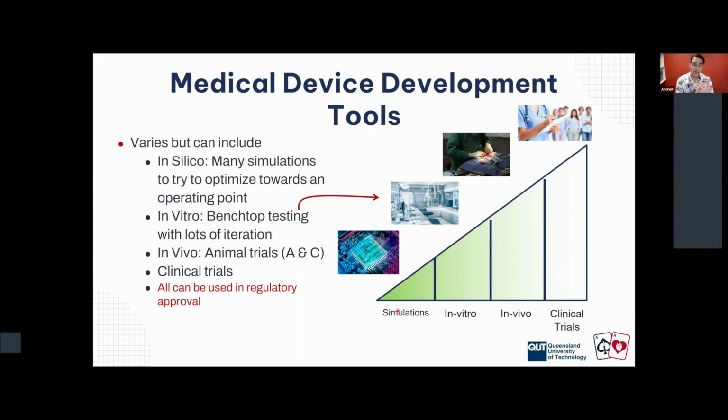In vivo, so we can do animal trials, including acute animal trials where you just put the thing in and see that it works, and chronic animal trials to see how it interacts with the biology of the body over a longer period of time. And of course, clinical trials in people eventually. And all of these types of evidence can be used in regulatory approval. So they all have their place in the development life cycle.